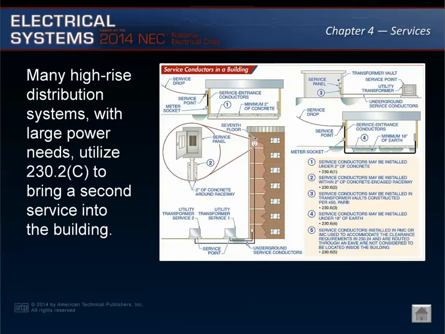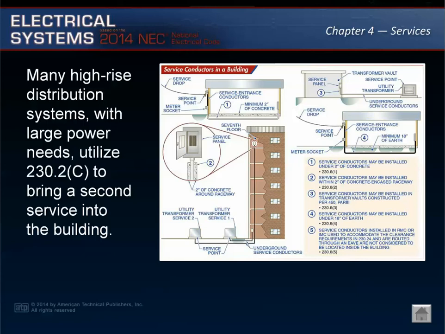Although service conductors are not provided with overload or short circuit protection, there may be installations in which there is a need to have service conductors enter the building. Many high-rise distribution systems with large power needs utilize Article 230.2(C) to bring a second service into the building. Often, the second service is run to an upper floor electrical room for distribution to the upper floors of the building. In these types of installations, the service conductors enter the building without overcurrent protection.